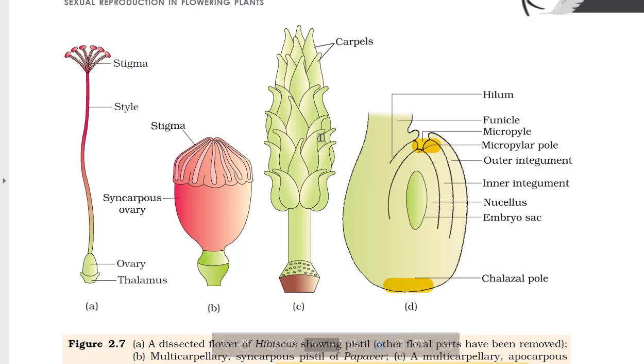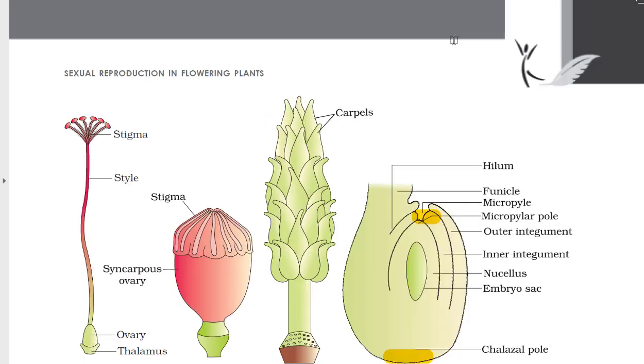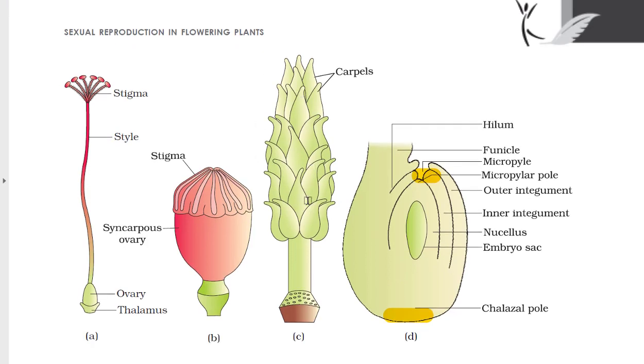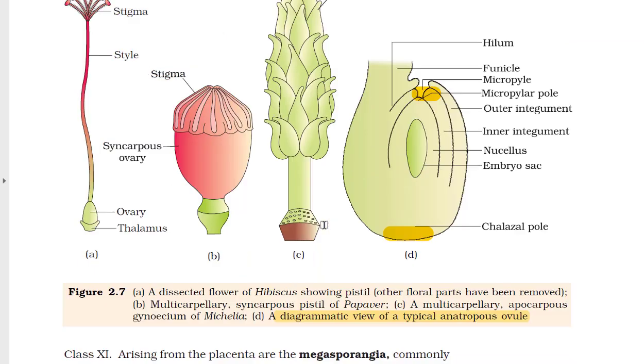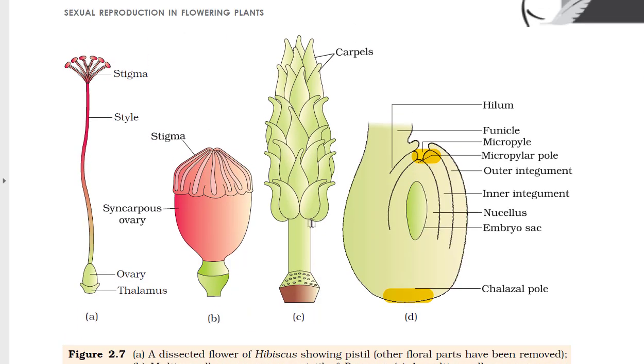मैं फिर से explain कर दूँ. जिस pistil में एक से ज़्यादा carpel होंगे, तो उसे multicarpellary कहेंगे. जिसमें सिर्फ एक carpel होगा, उसे हम monocarpellary कहेंगे. And in case of multicarpellary, जब सारे carpels fused together होंगे, उसे हम syncarpous pistils कहेंगे. और जब सारे के सारे carpels अलग-अलग होंगे, उसे हम apocarpous कहेंगे. Understood?